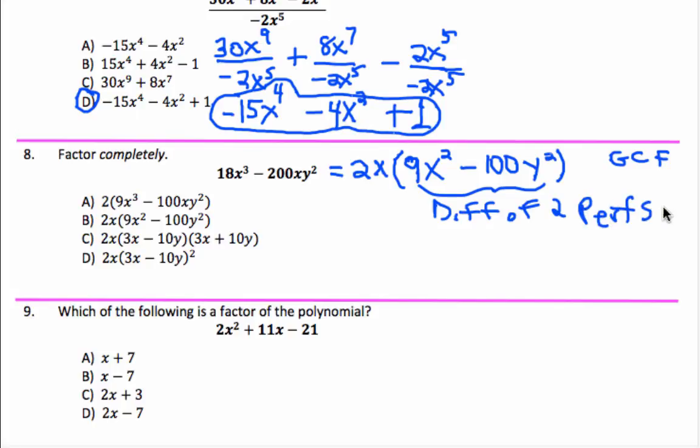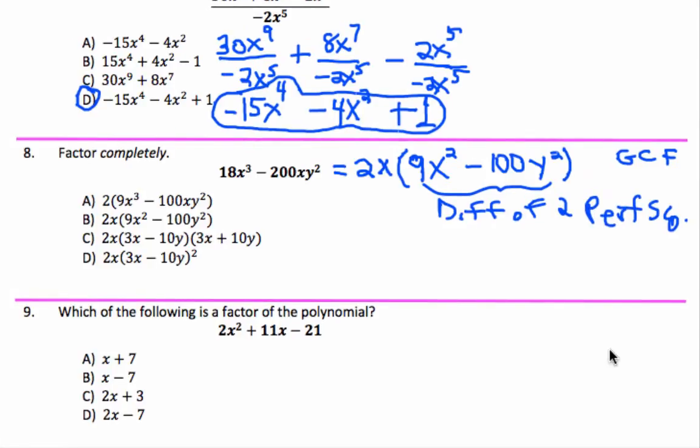And the form is something minus something, something plus something. Now the first term in each factor must be the same. We want to know what times what gives me 9x squared. So that would be 3x.